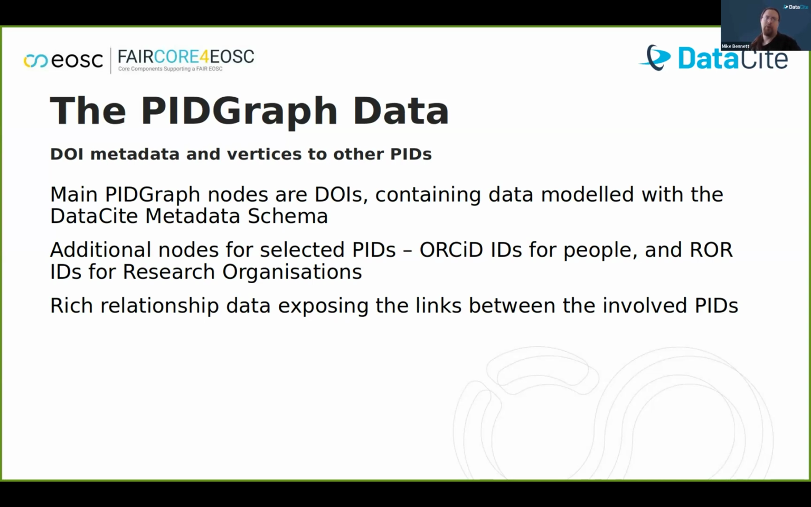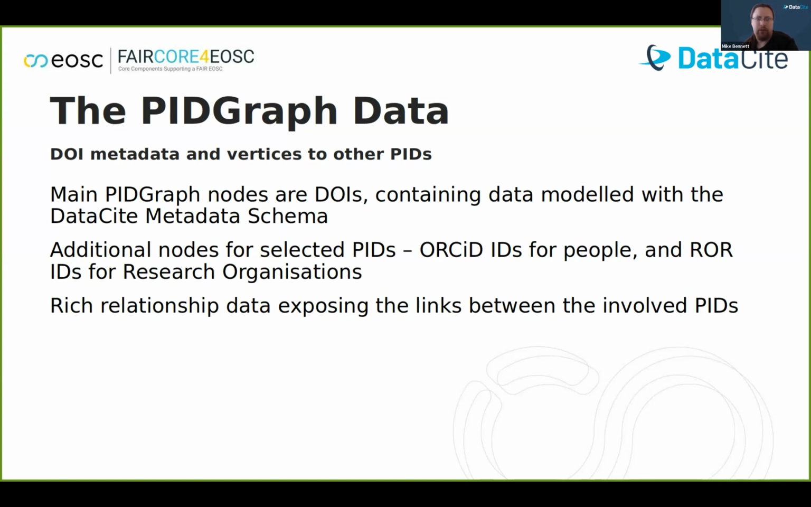There are additional nodes for other types of PIDs, which are the kind of primary inputs into the PID graph. Currently that's ORCID identifiers for people involved and Research Organization Registry identifiers for research organizations.